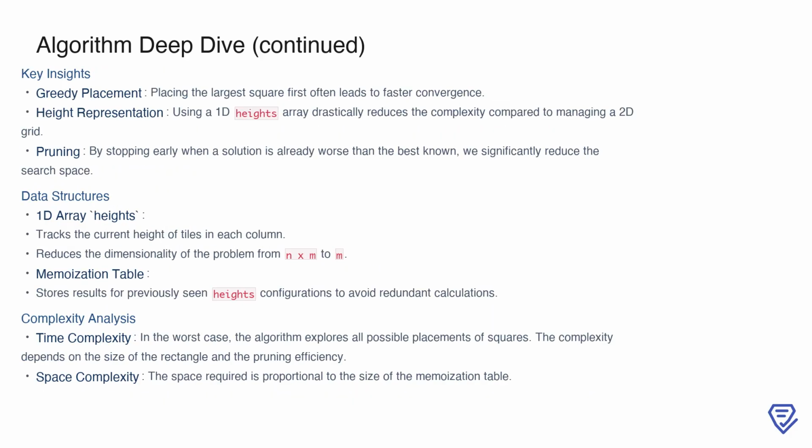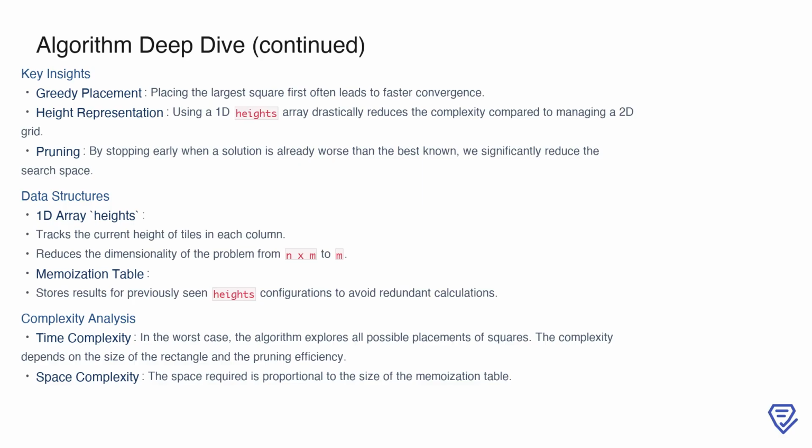This approach is powered by several key insights. First, placing the largest square available often leads to faster convergence because it minimizes the remaining open area that needs to be tiled. Second, representing the tiling state with a 1D heights array is a significant simplification compared to working directly with a 2D grid. It reduces the problem's dimensionality, making it more manageable. Pruning plays a pivotal role in limiting the search space, as we stop exploring paths that are already worse than the best solution found so far.